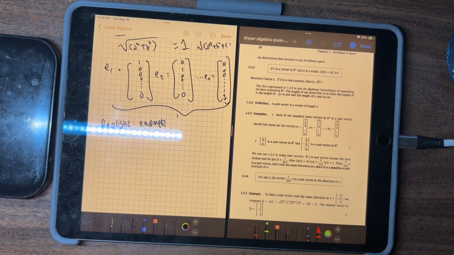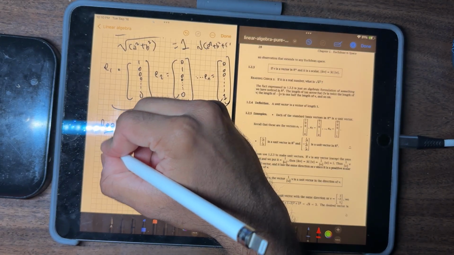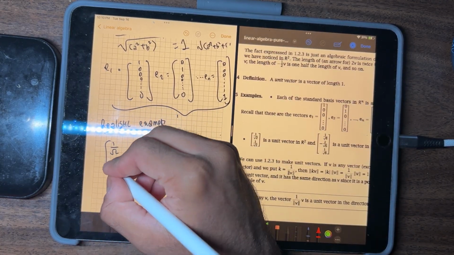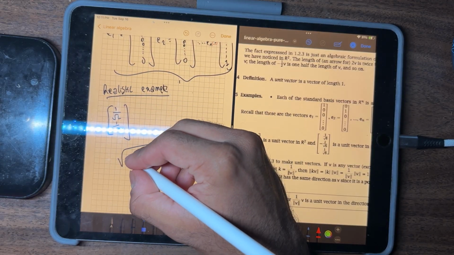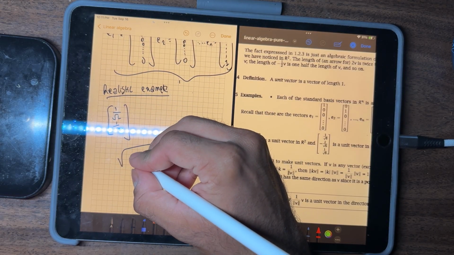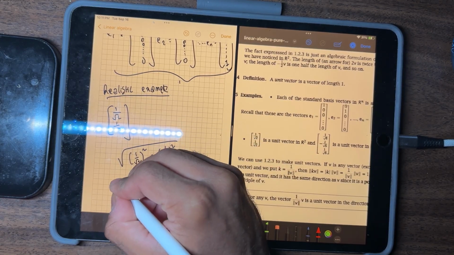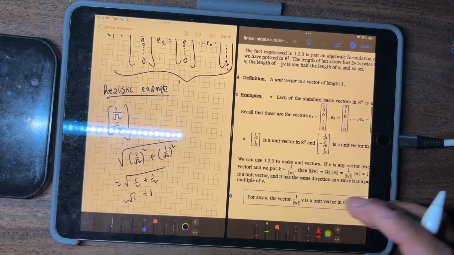So, a realistic example. If I were to use a realistic example, for example, 1 by root 2, 1 by root 2, if I were to add 1 by root 2 squared, what is it? Half plus half, squared. 1 by root 2 squared, so that is half plus half, which is root 1, which is 1.